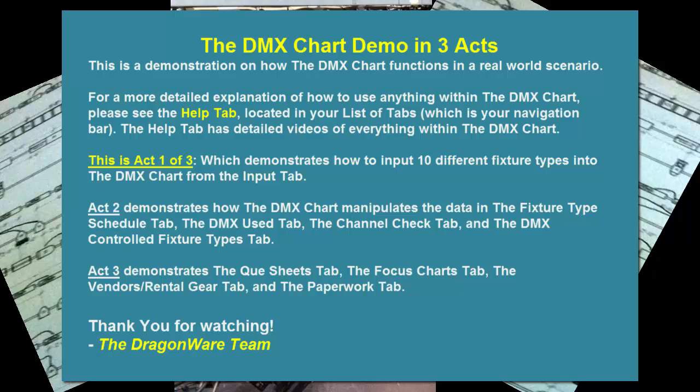This is Act 1 of 3, which demonstrates how to input 10 different fixture types into the DMX chart from the Input tab. Act 2 demonstrates how the DMX chart manipulates the data in the Fixture Type Schedule tab, the DMX Used tab, the Channel Check tab, and the DMX Controlled Fixture Types tab. Act 3 demonstrates the Cue Sheets tab, the Focus Charts tab, the Vendors and Rental Gear tab, and the Paperwork tab.